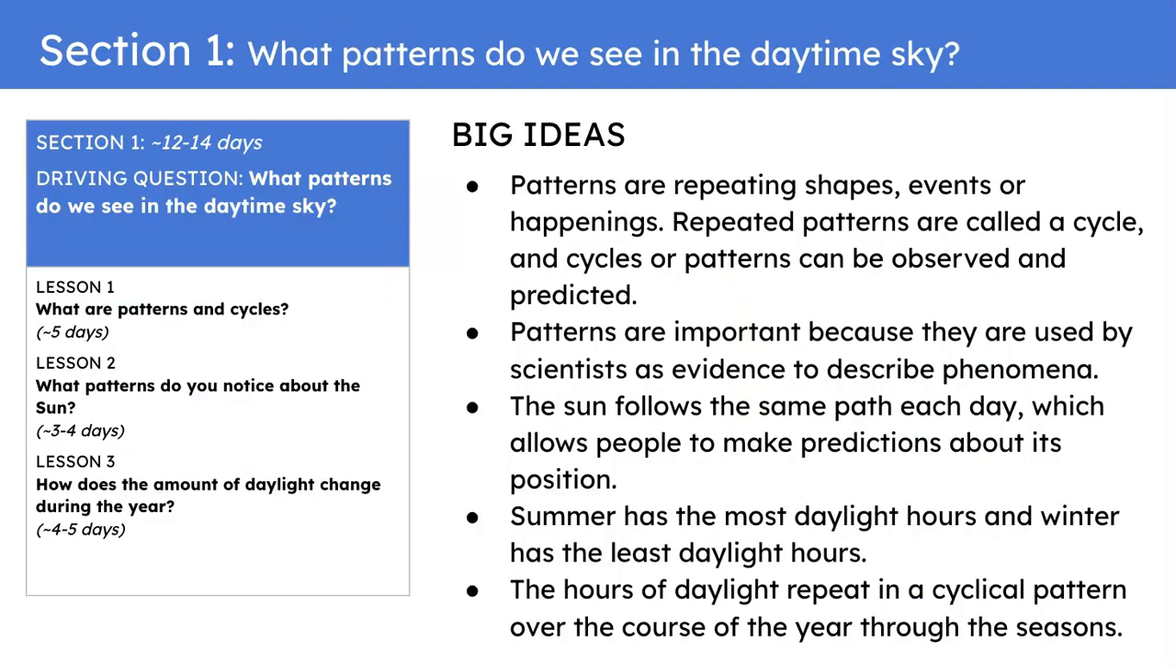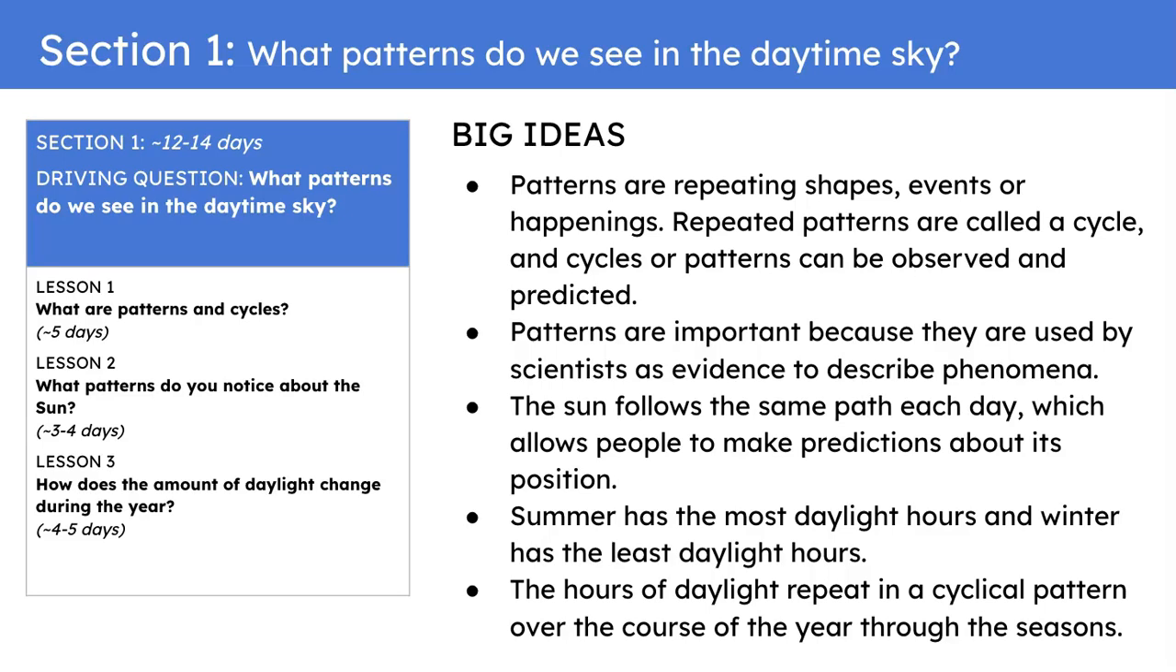Through the storyline in Section 1, students gain an understanding of these standards-based big ideas. Patterns are repeating shapes, events, or happenings. Repeated patterns are called a cycle, and cycles or patterns can be observed and predicted. Patterns are important because they are used by scientists as evidence to describe phenomena.